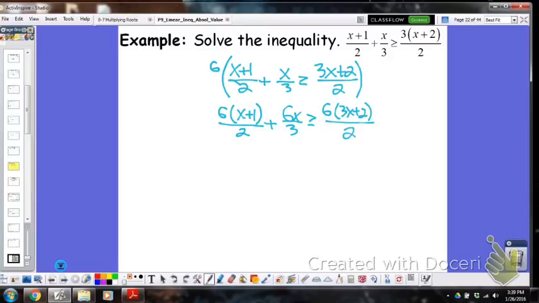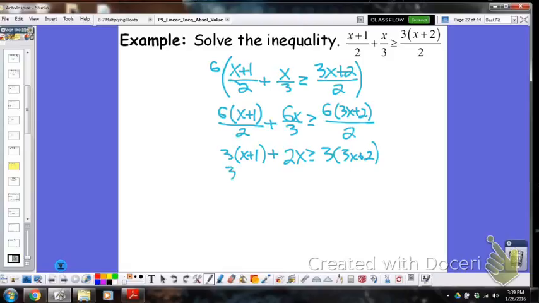So I can do some simplifying. 6 over 2 is 3, so I have 3 times x plus 1. 6 over 3 is 2, so I have 2x. And that'll be greater than or equal to 6 over 2, which is 3, so 3 times 3x plus 2. Then I just solve this like a normal inequality.